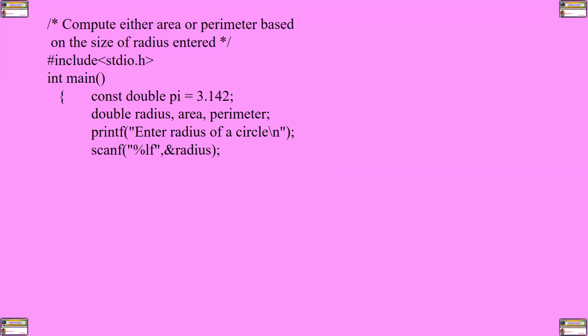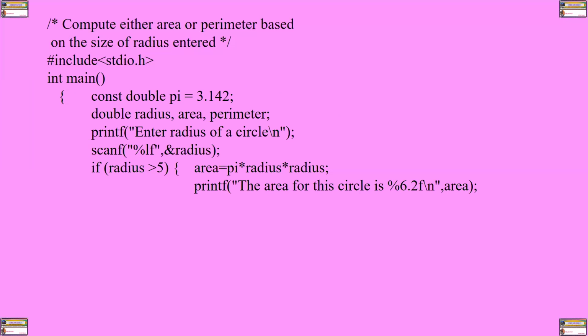If it is more than 5, enter into that block and multiply the value in memory location called radius by itself, then multiply the result with the content of memory location called pi and assign those results into the memory location called area. Then from there, display the message on the screen. The area for this circle is, pick the content in memory location called area, ensure it does not exceed 6 characters, with 2 of them being reserved for the fractional part.